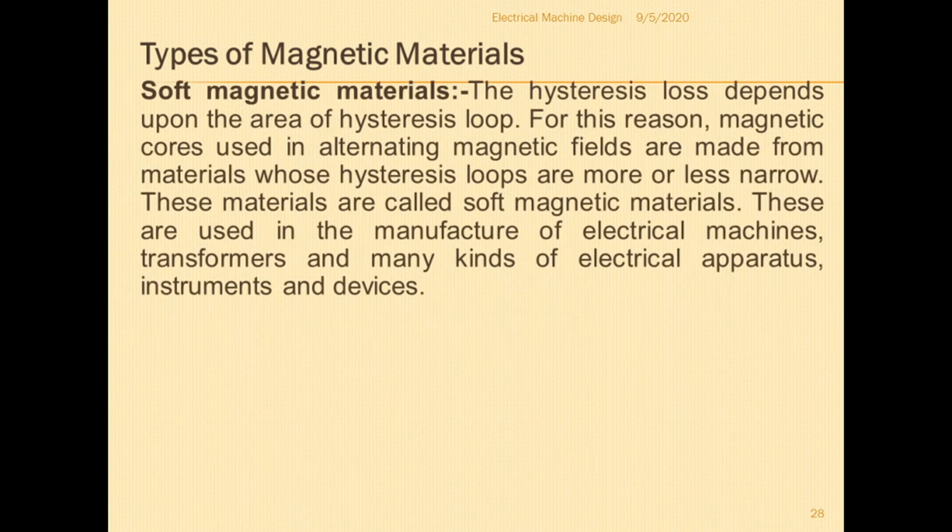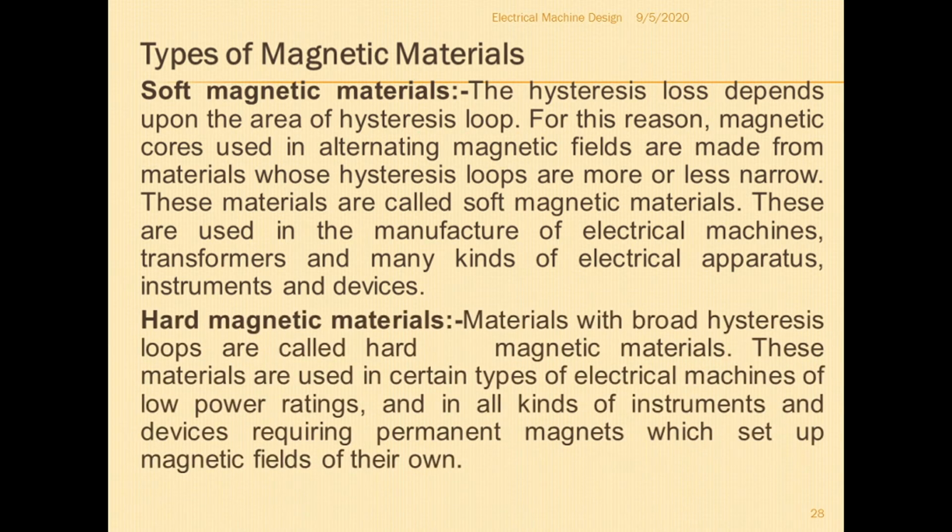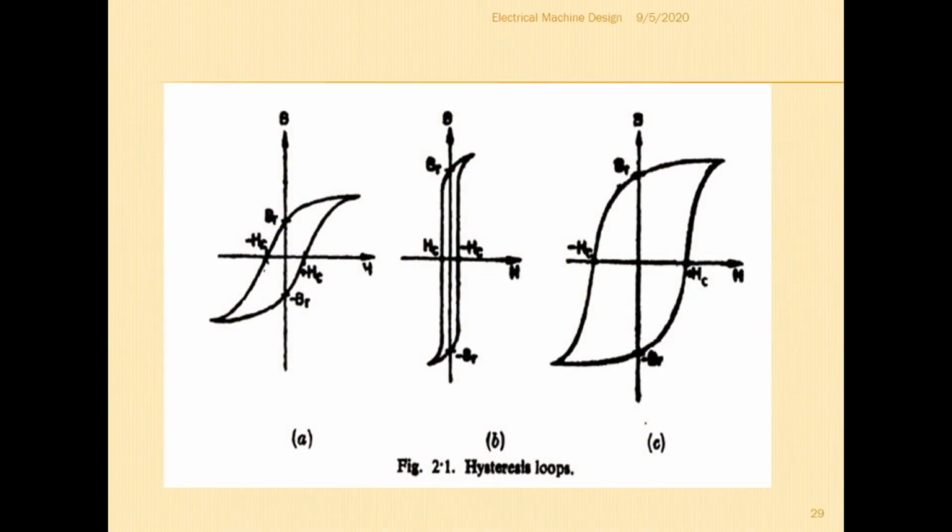Again, there are two types of magnetic material. One is soft magnetic material. Soft magnetic material means the hysteresis loss depends upon the area of the hysteresis loop. We have seen the hysteresis loop, so in the next slide, see, this is the hysteresis loop, correct. It is drawn as H versus B, where H is the magnetizing force and B is the magnetic flux density.